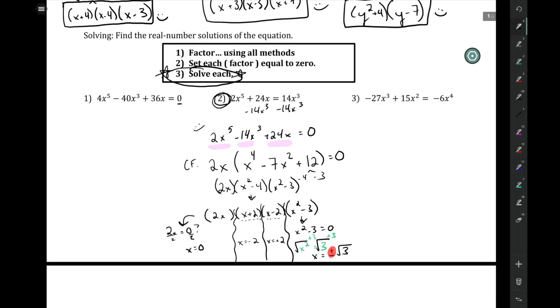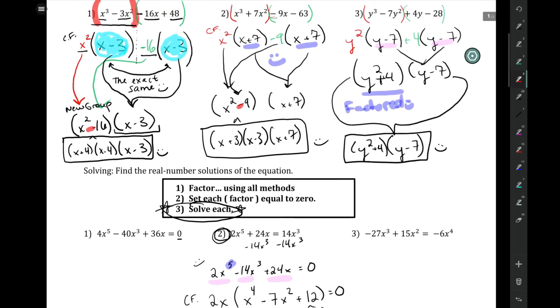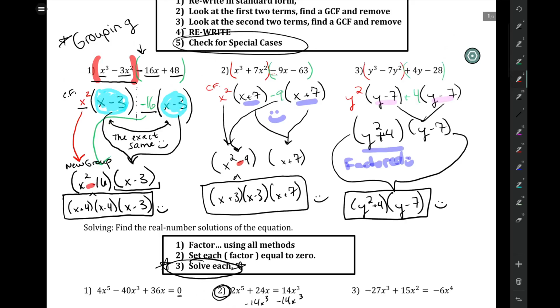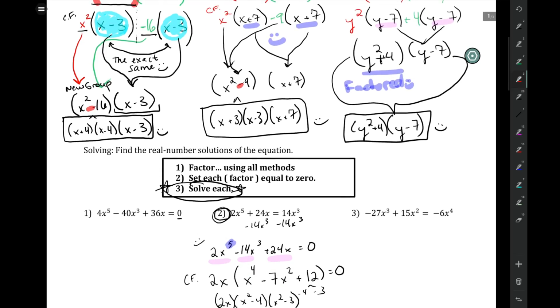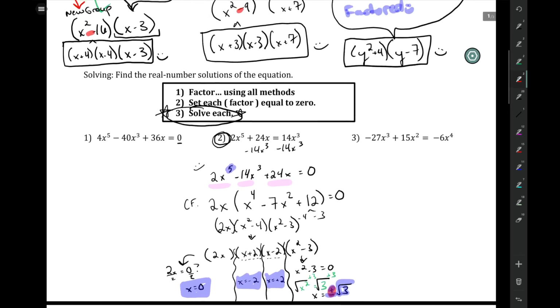Last little tidbit of information. We have x to the 5th. That means we should have 5 solutions. 1, 2, 3, and a positive root of 3, so 4, and a negative root of 3, 5. Okay, there's your 5 solutions. Factoring by grouping using the grouperang. Okay, and solving, we'll be doing a lot of practice of these, so great stuff.